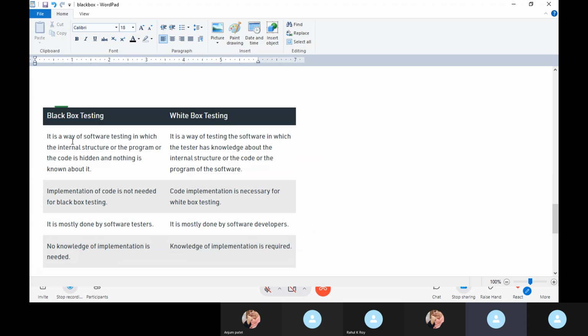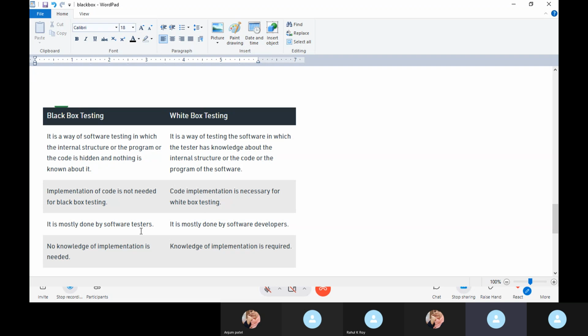And here you can see the differences. Black box is a way of software testing in which the internal structure or the program of the code is hidden and nothing is known about it. Implementation of code is not needed for black box testing. Whoever is doing black box testing, it is not required that he or she has knowledge of coding or any programming. That is why this part comes under testing. And here coding implementation is necessary. The person should have programming skills and programming knowledge. So that is why this part comes under development.